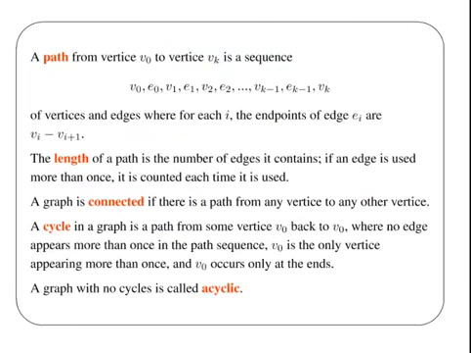A cycle in a graph is a path from some vertex V0 back to V0, where no edge appears more than once in the path sequence. Now that's when I said things are starting to get a little bit more complicated. V0 is the only vertex appearing more than once, and it only occurs at the ends. Okay.